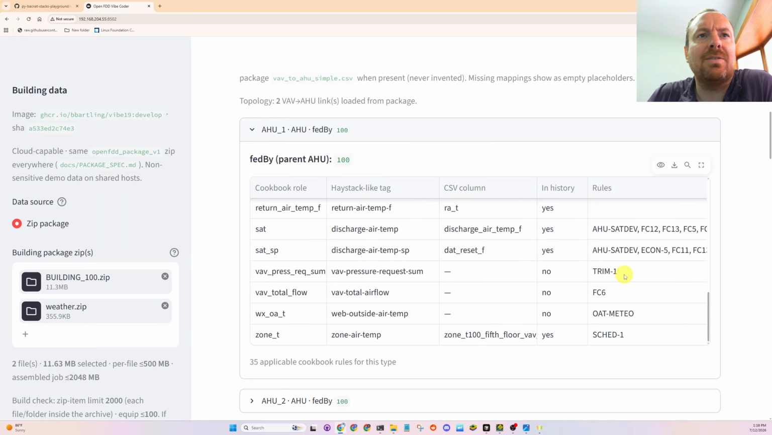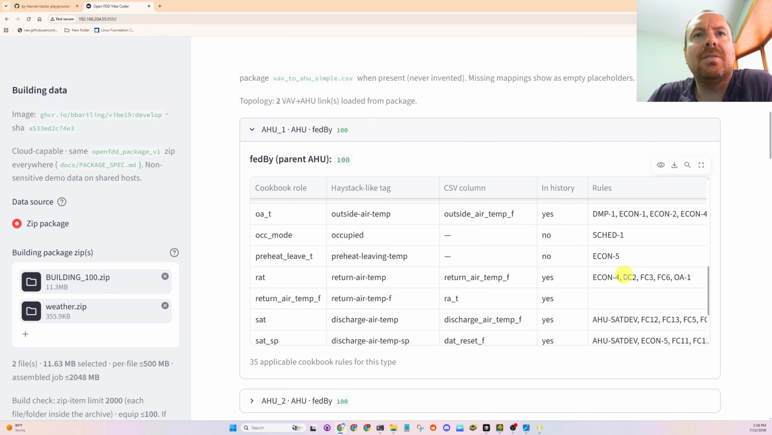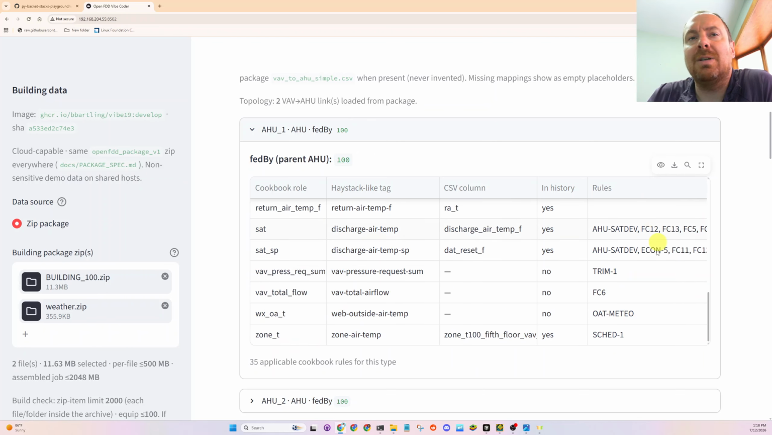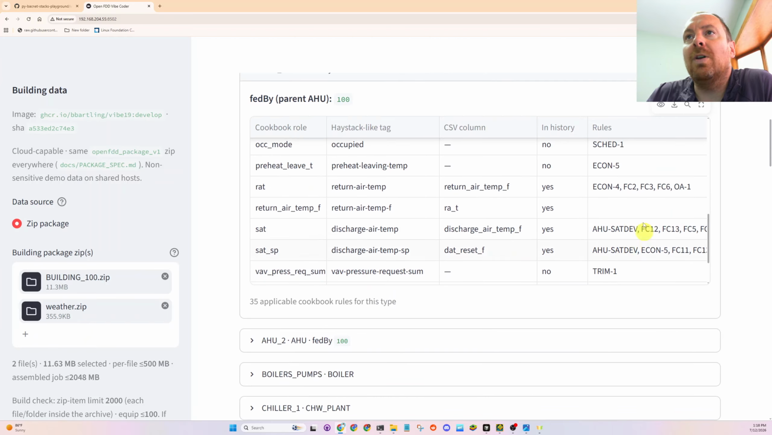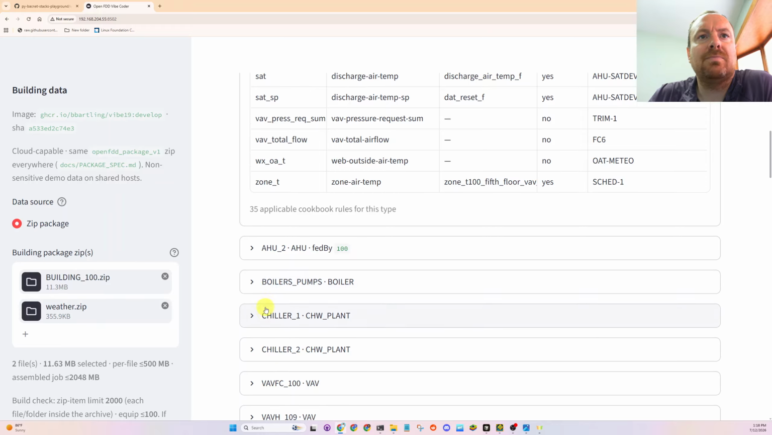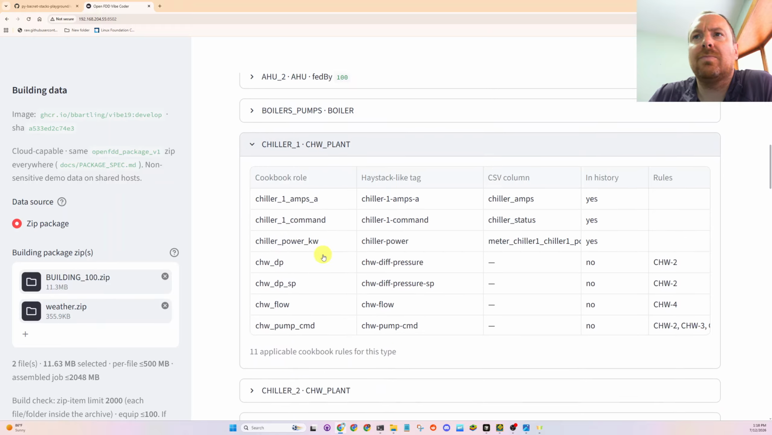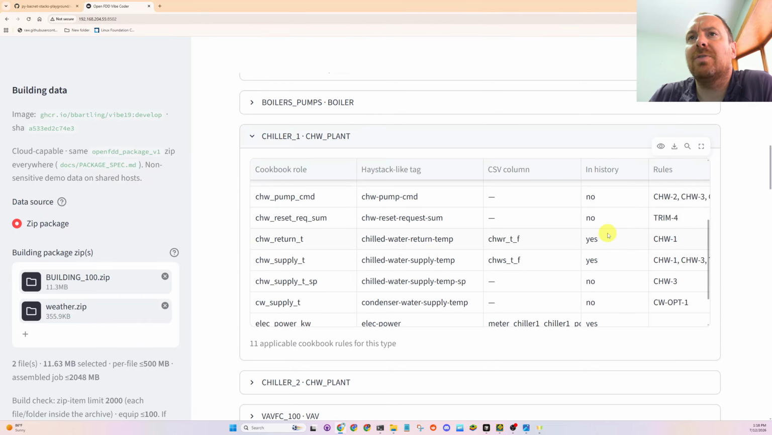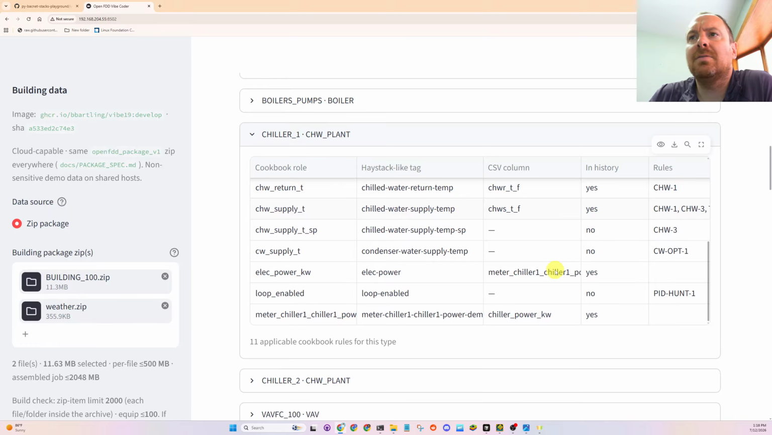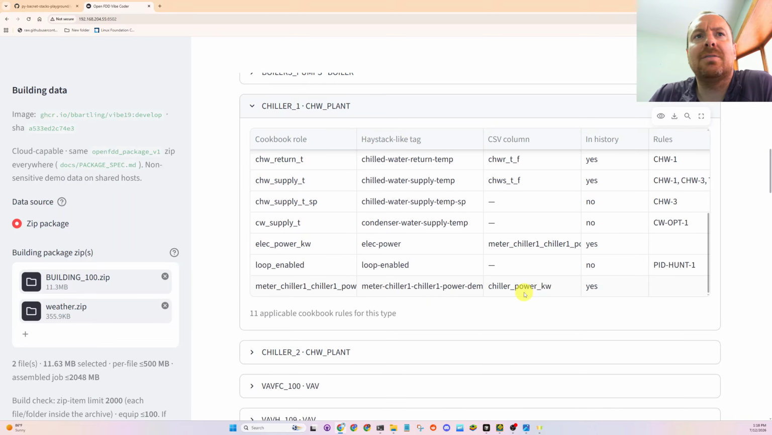Have to have some of this revised a little bit, but I think you get the idea. You'd be able to see what fault rules apply to what Haystack name, and then if it's present in the data set. So for a chiller, we get a supply return temp fault. Here's an electrical power meter.